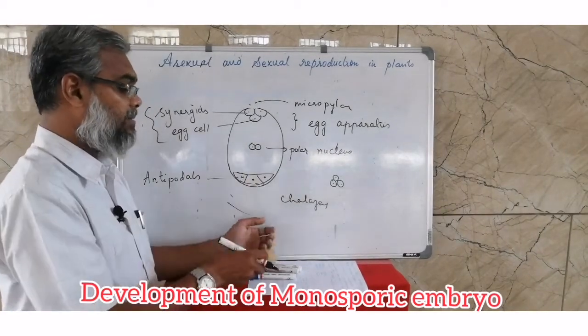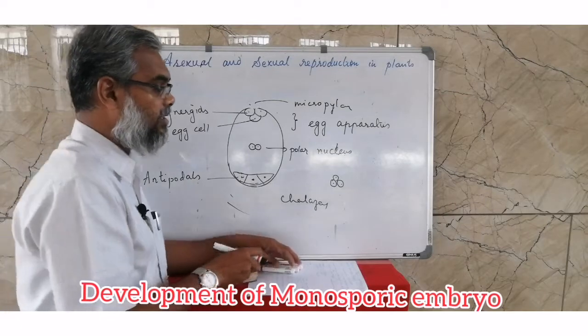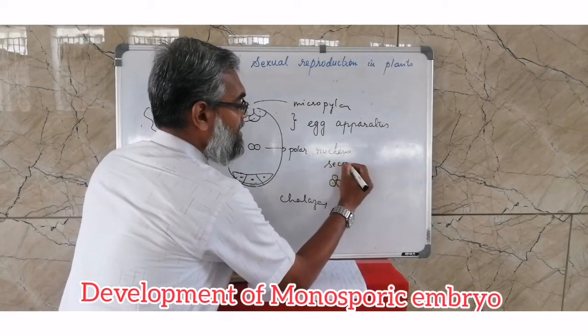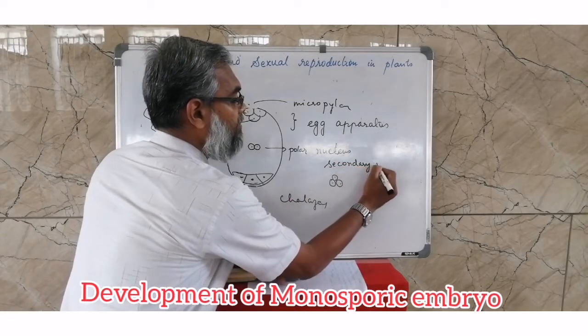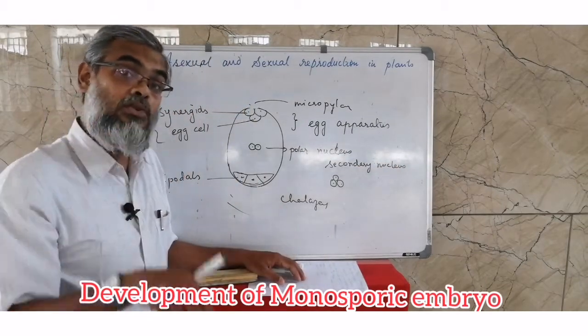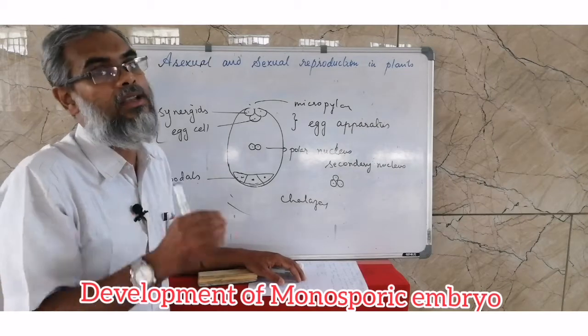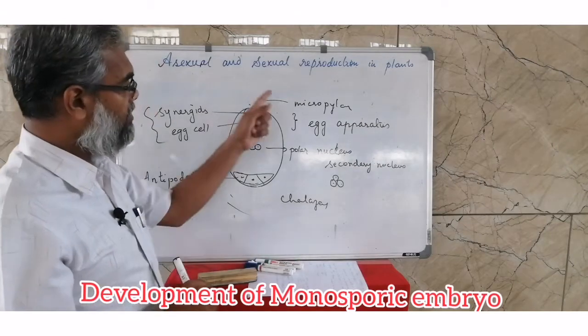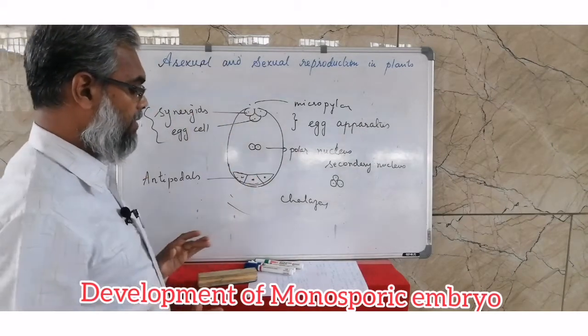Sometimes they will be seen fused with each other. At that time it is called the secondary nucleus. Those two polar nuclei fuse to form the secondary nucleus. Clear? So this is the structure of the embryo sac.